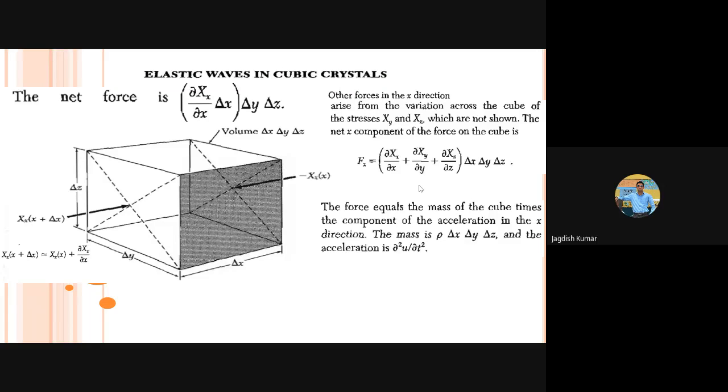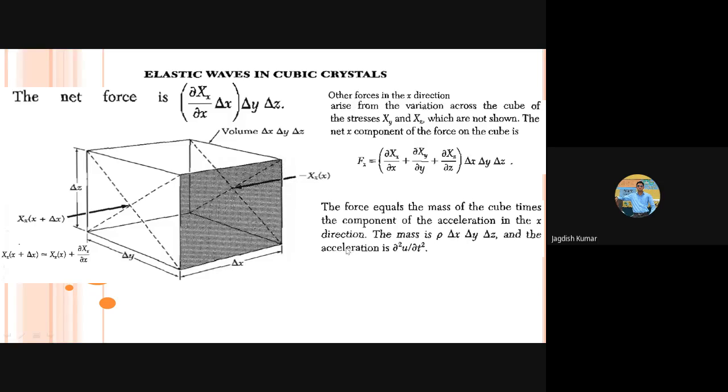Now, this force is nothing but equal to the mass of the cube times the component of acceleration in x direction, isn't it? Force is m into a. That's why I said we are using a continuum model and applying Newtonian physics here. So force is mass into acceleration. Well, then what is mass, by the way? If the density of the crystal is rho, then density into volume is mass. Correct? Therefore, mass is this.